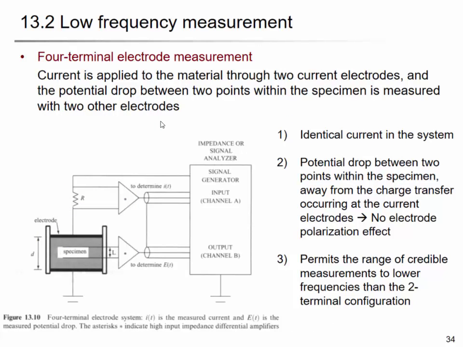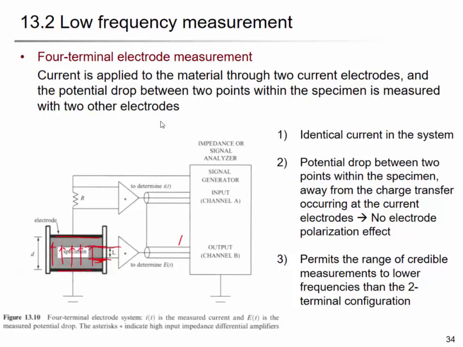So another method for low frequency measurement is the four-terminal electrode measurement. In this case, instead of using just two electrodes, you use four electrodes. You can see that there's an LC, an LP, an HP, and an HC. Every LCR meter or impedance analyzer has four terminals. And you use the two terminals, HC and LC, to generate the current. So in this case, you have a current generating electrode. Between these, you have a uniform electric field and uniform current flow, and you put another two electrodes to measure the potential difference between them.